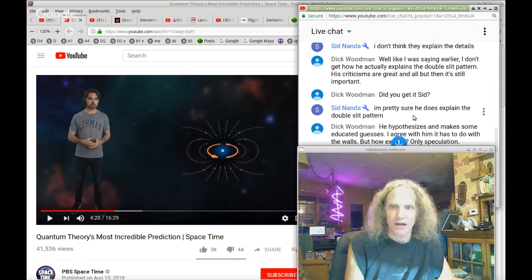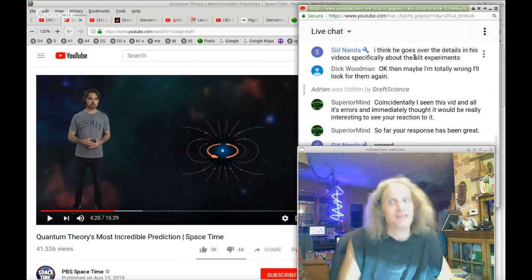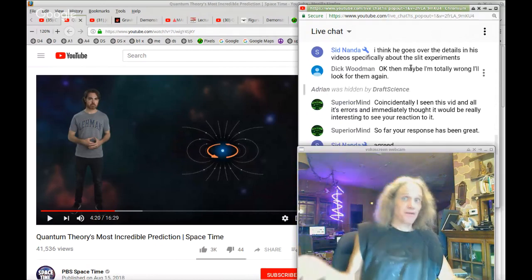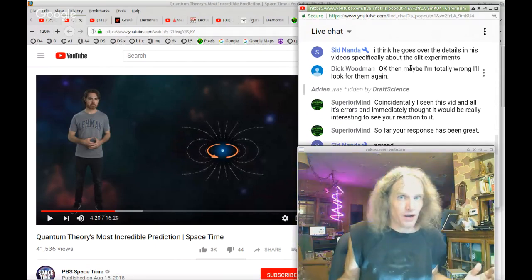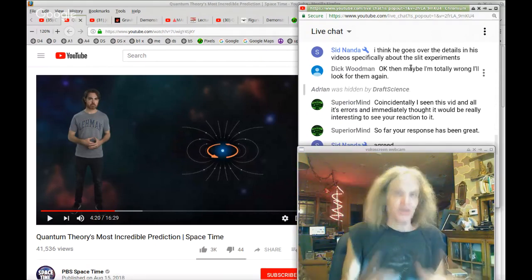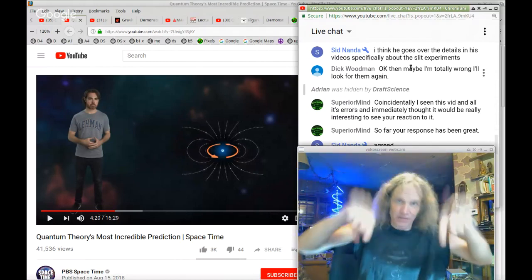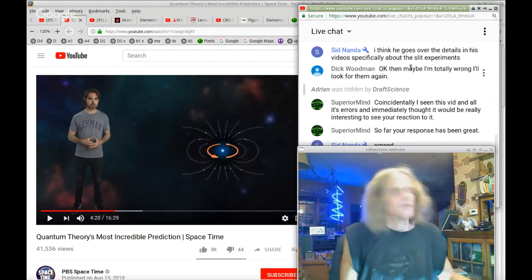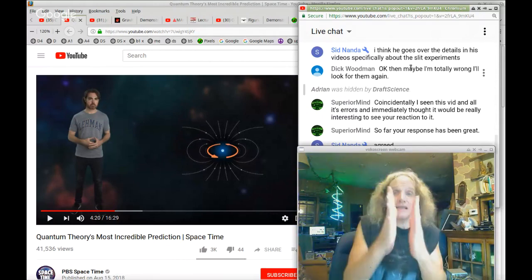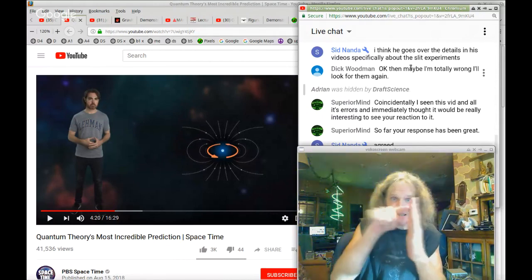Question mark. I'm pretty sure he does explain the double slit pattern. Yeah, well, I explained the single slit. The double slit gets a little bit complicated because, again, as I pointed out before, it's a surface experiment. So you have the two interior surfaces, and then you have the two exterior surfaces. And clearly, it's the interior surfaces, that distance, right?